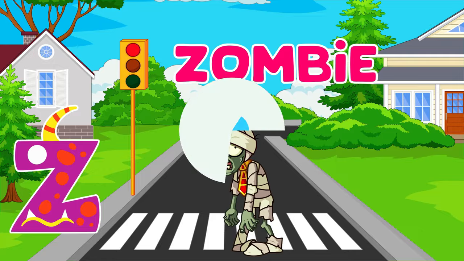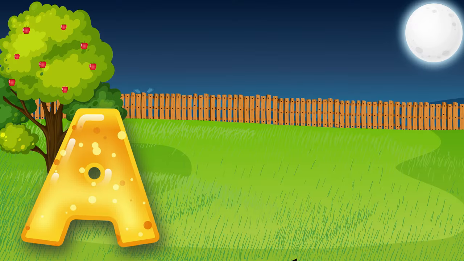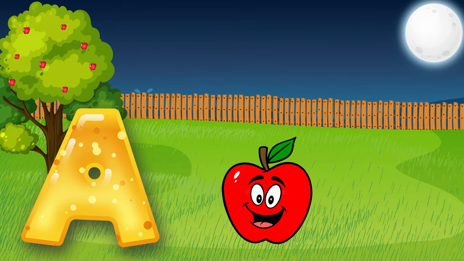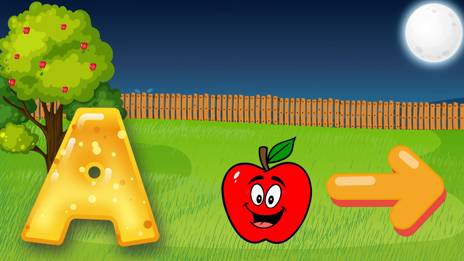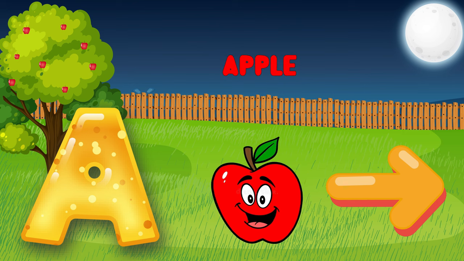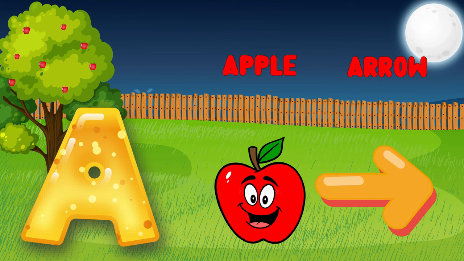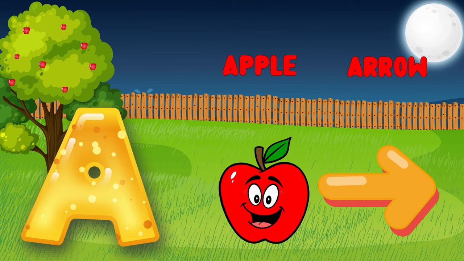Zombie. A is for apple. A, a, apple. A is for arrow. A, a, arrow. A is for a, a, a, a, apple. A is for a, a, a, a, arrow.